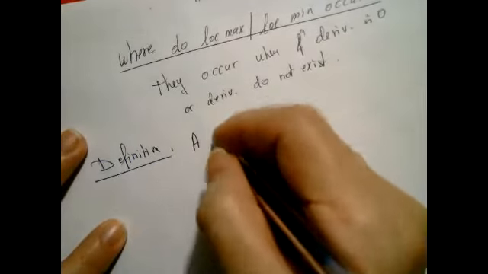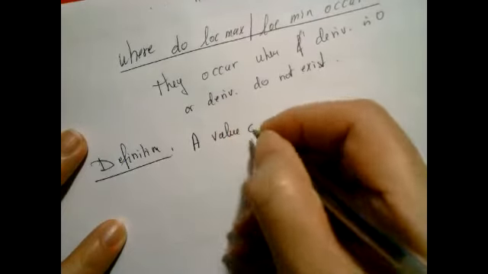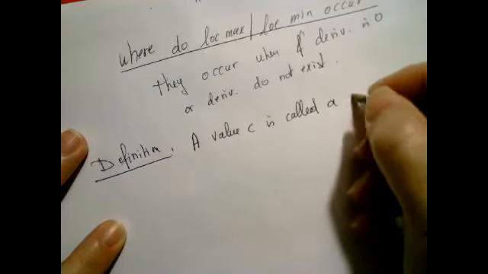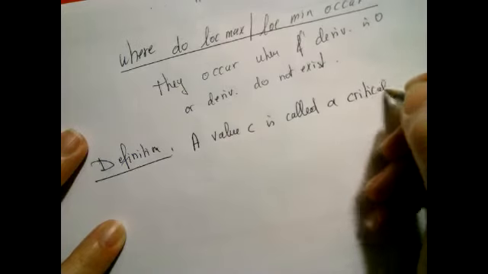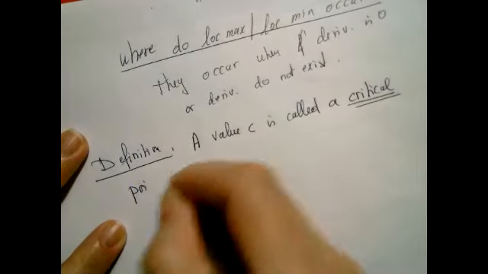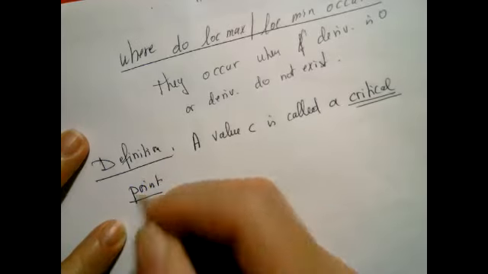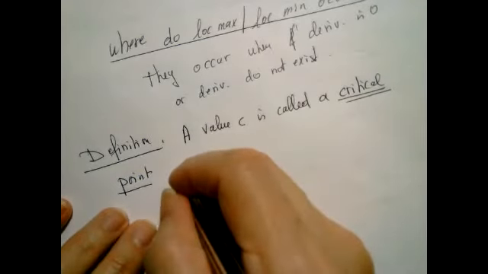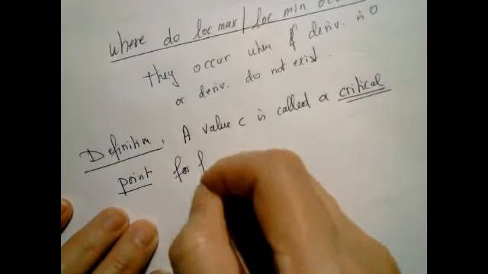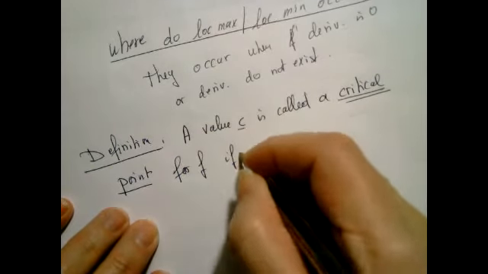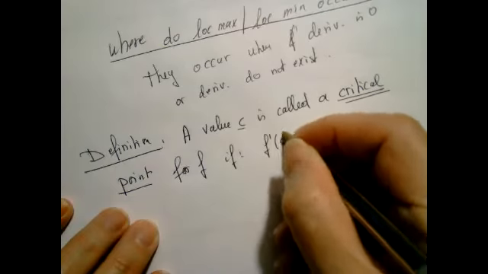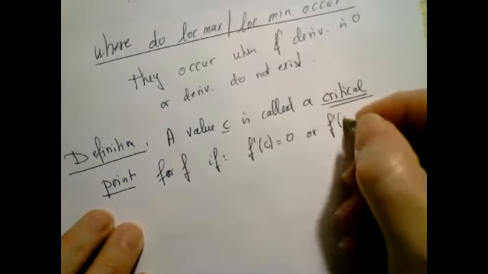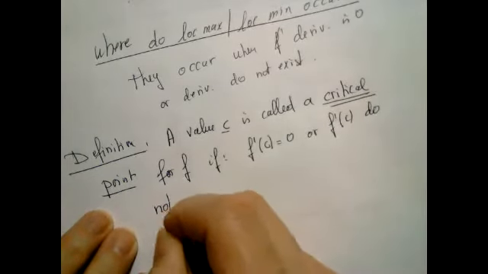A number C, or a value C, is called a critical point for f. I know value and point is confusing, but that's really how everybody defines it. They talk about critical points. So a value C is called a critical point if the derivative at C is equal to 0 or the derivative at C does not exist.